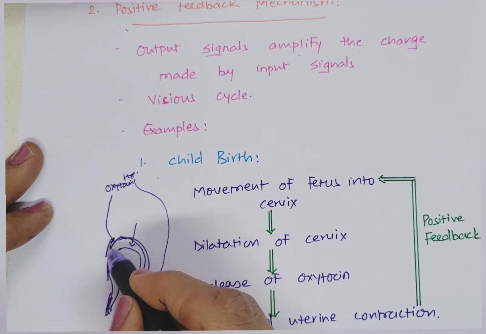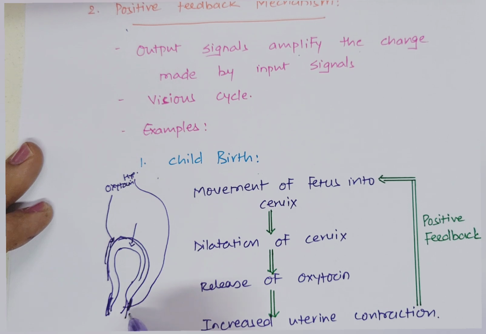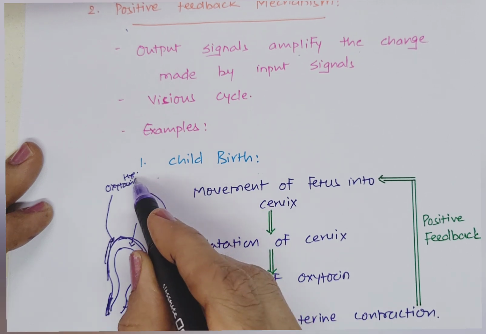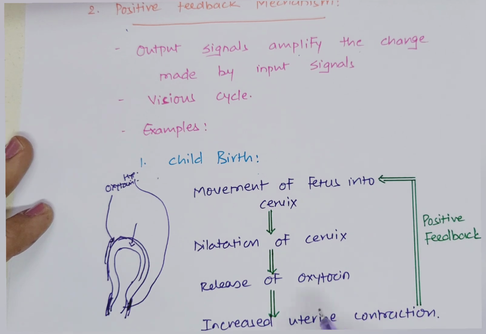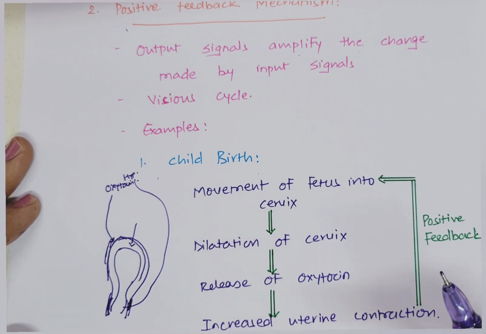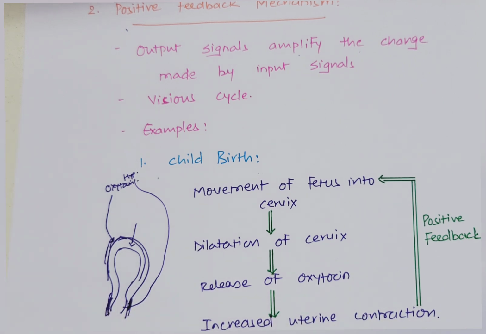The more the uterus contracts, the more the cervix is stretched. The more the cervix is stretched, the more oxytocin is released. So this is a vicious cycle. Another important thing: positive feedback mechanisms continue as long as the stimulus is there, for example, till the delivery of the baby. When the baby is delivered, this positive feedback mechanism, the vicious cycle, stops. Okay, so this is one of the examples.